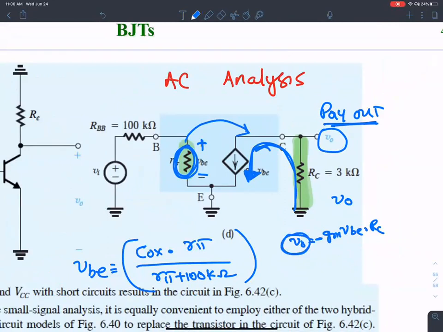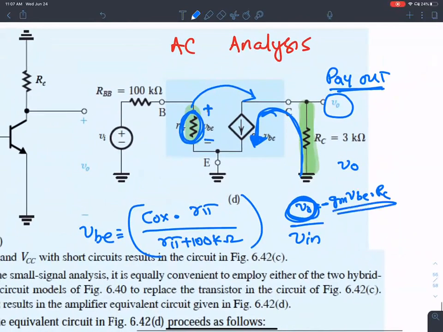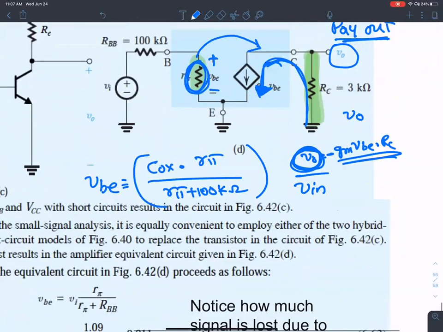So if you wanted to find out the overall gain, V out over V in, all you have to do is replace this VBE with its equivalent.